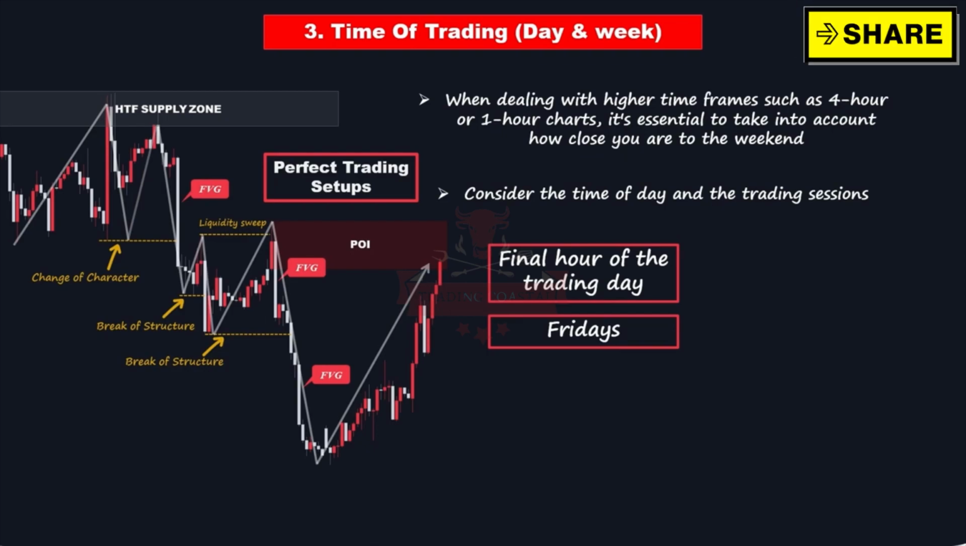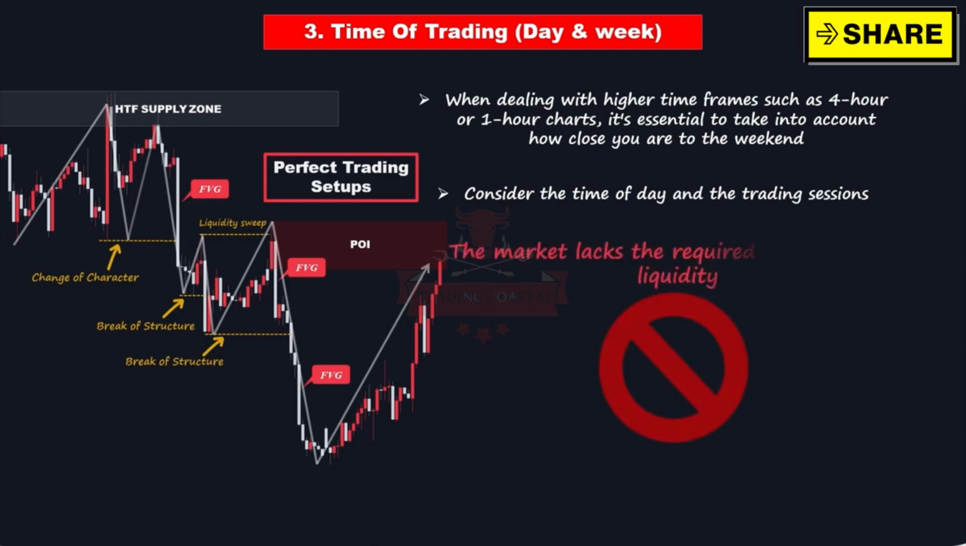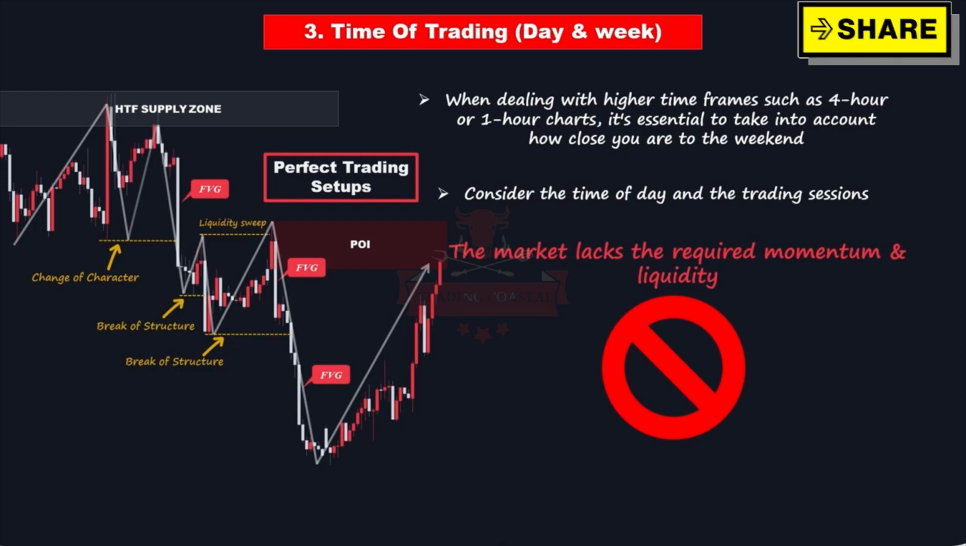Imagine you've identified a flawless and perfect trading setup, one that aligns perfectly with your trading plan, offering an exceptionally high probability of success. The price is on the brink of reaching your highlighted point of interest, and you've set an appropriately small stop loss, creating an ideal trade opportunity. However, here's the twist. The market is lacking the necessary momentum and liquidity. This might happen during the last hours of Friday, the Asian session, or in the late hours, like around 12 p.m. or 5 a.m. In such cases, the likelihood of this trade becoming a winner is rather low.